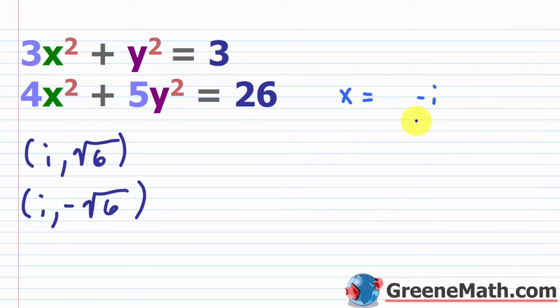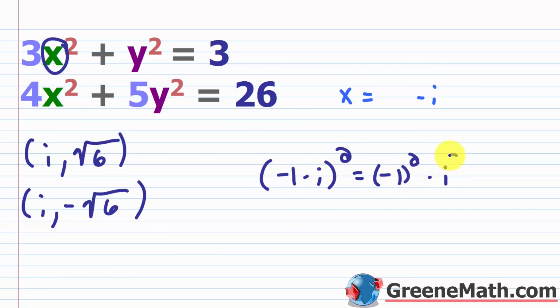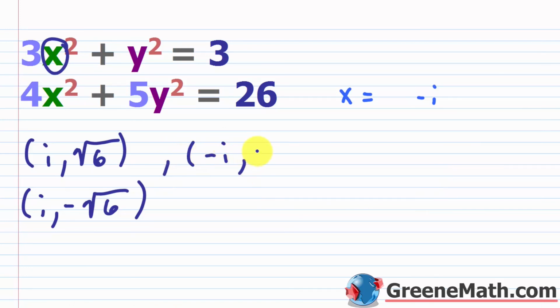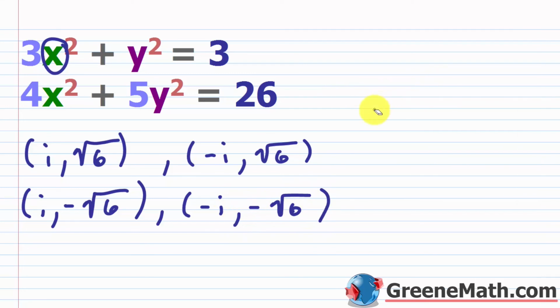Now, we see that if we plug this into this equation here, just think about the fact that I have negative i being squared, but it's going to give me the same result. If I think about negative i as negative 1 times i, and this is squared, well, this is what? This is negative 1 squared times i squared, which is 1 times negative 1, which is negative 1. So it's still going to give me negative 3 here. So I'm going to go through and get the same result. So really, I can just say that I would have negative i, comma, square root of 6. And then also negative i, comma, negative square root of 6. So there are your 4 solutions for this one.